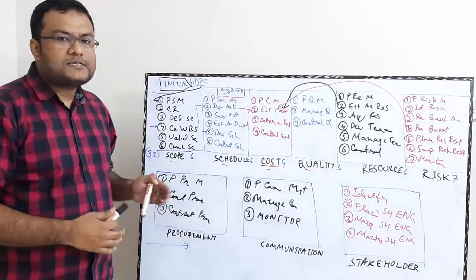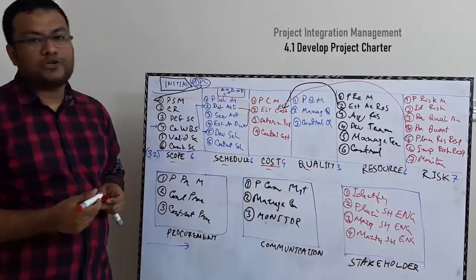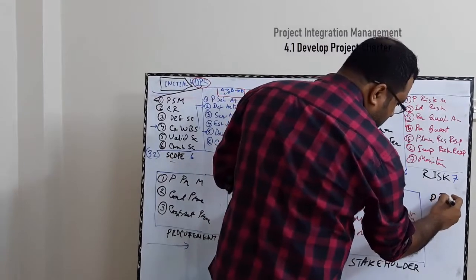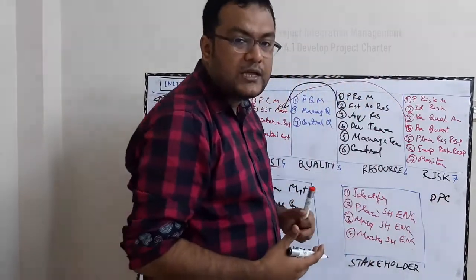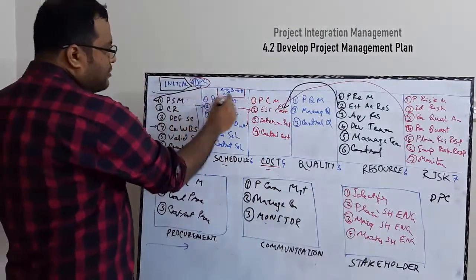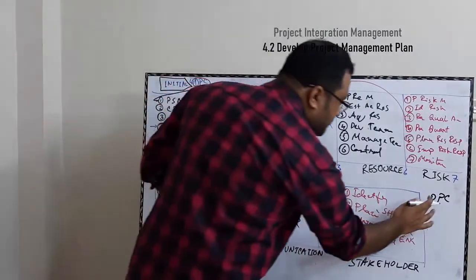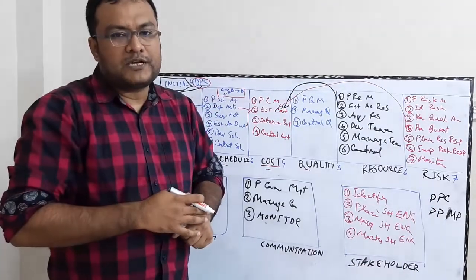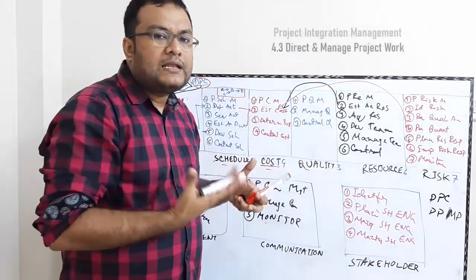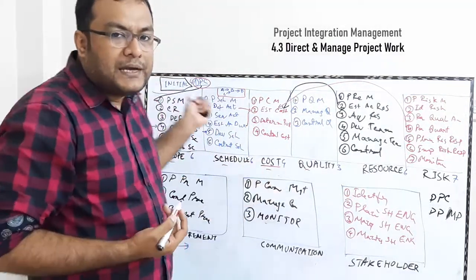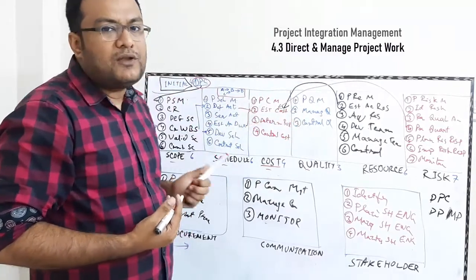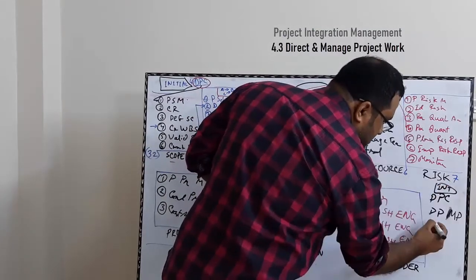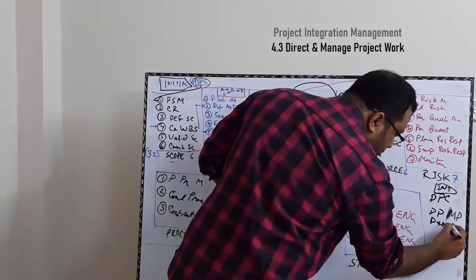Remember, we started all these with the develop project charter, where we got the mandate for the project. Then we planned everything for all the knowledge areas, and that gave us the develop project management plan. And once we have developed the project management plan, we then directed and managed our work according to the plan, be it scope, be it schedule, be it cost, or any knowledge area. So the third process in the project integration management is direct and manage project work.